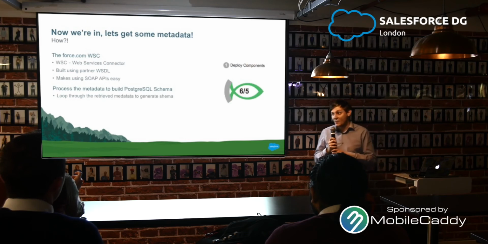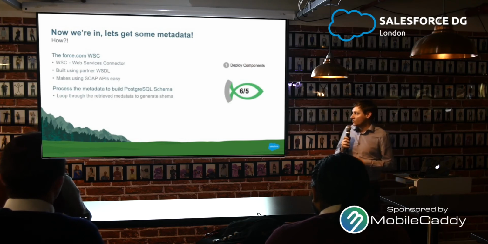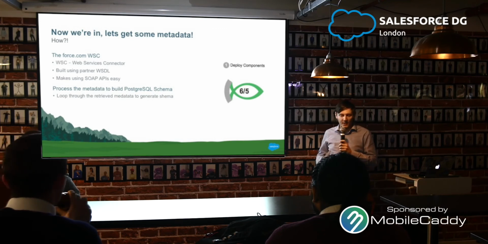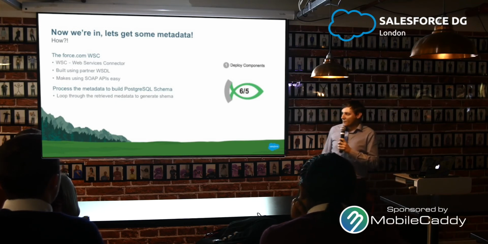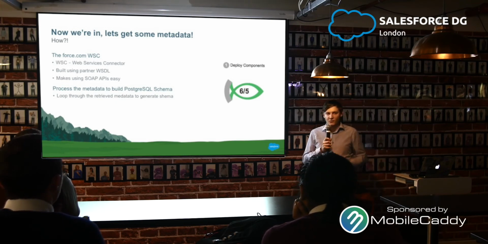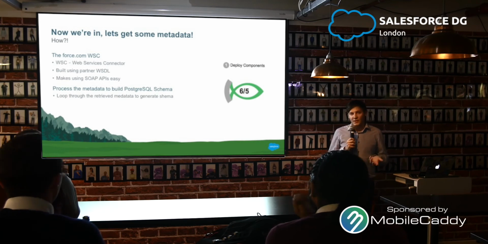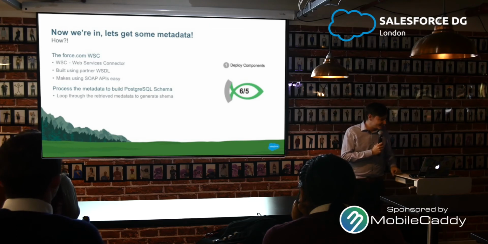So once I've logged in to Salesforce and got this token, you can use the Force.com WSC to get metadata. It's built using the partner WSDL, so it can access any Salesforce org. Obviously, there are two WSDLs in Salesforce, Partner and Enterprise. And it makes accessing the SOAP APIs incredibly easy. So I'm using the Metadata API in this case. Once I've got the metadata, I simply loop through it to build our Postgres SQL schema, which I'm now going to have to change, obviously.